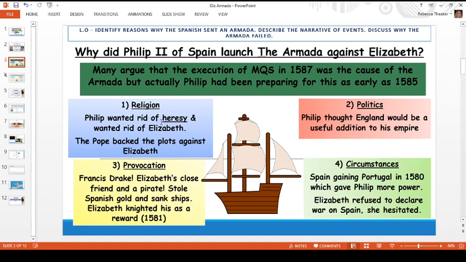Well, this is what Philip is saying that Elizabeth essentially is. She's a heretic, and he wants to rid the world of heresy. He wants to kill Elizabeth because he believes that she goes against the Roman Catholic Church.